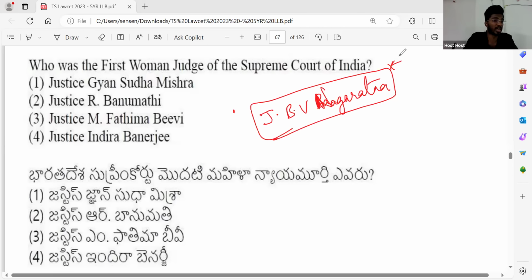First women CJI. As of today, we did not have even a single women Chief Justice. Judges were there: Indu Malhotra, Indra Banerjee, Bhanumati. But Chief Justice, we did not have. Chief Justice is the biggest judge in entire India. We did not get that, but very soon, Justice B.V. Nagaratna will become the Chief Justice of India. Very important question. This also they'll ask in the exam.